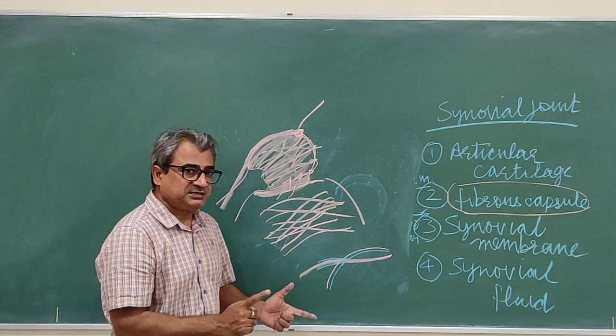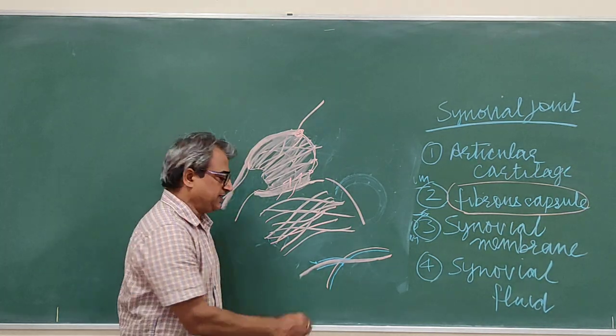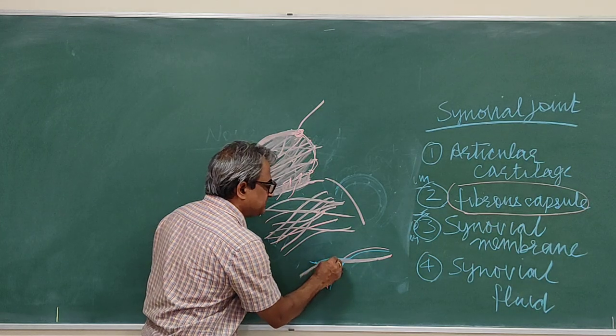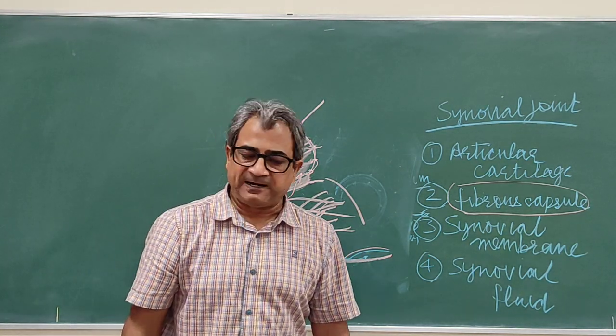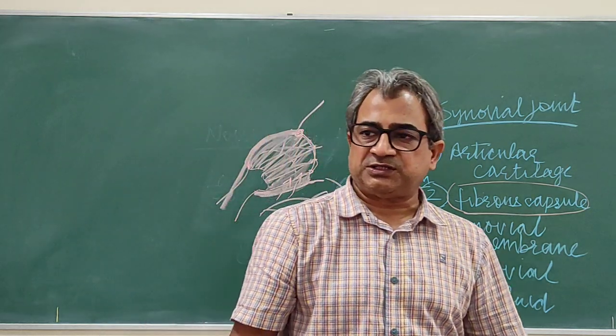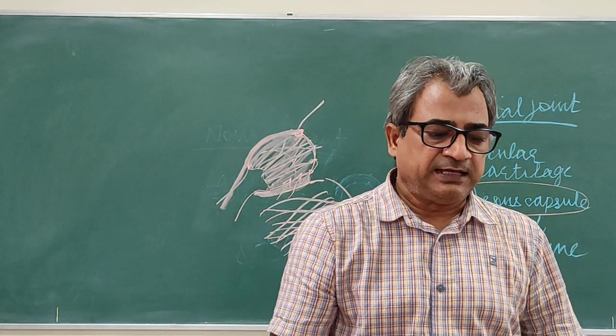But the disadvantage is that sometimes an extracapsular infection may enter through the sheath and reach inside the joint cavity. But nevertheless, these are the few structures which perforate the fibrous capsule and enter inside.